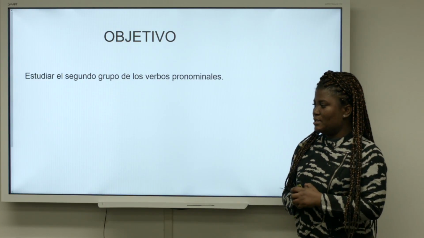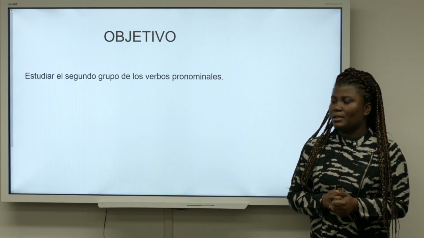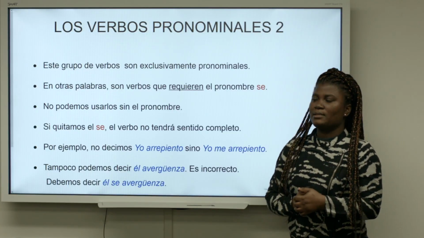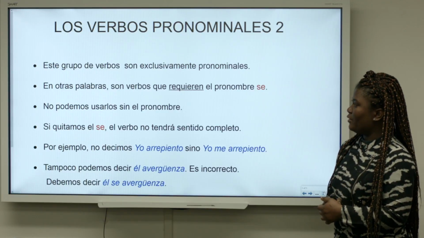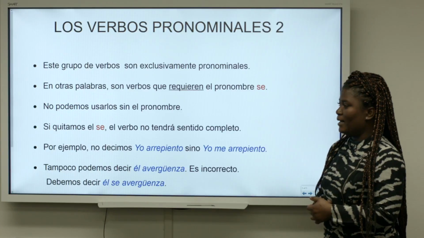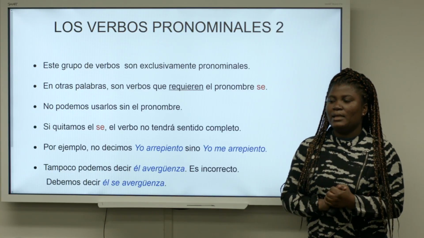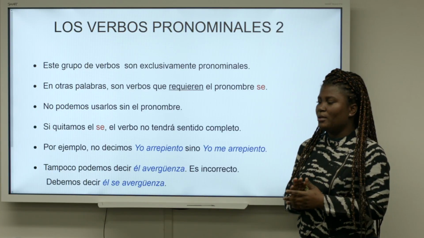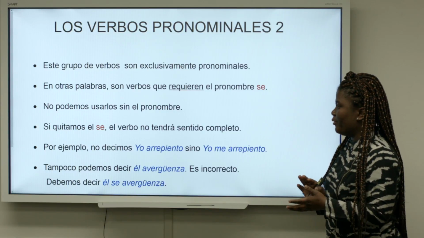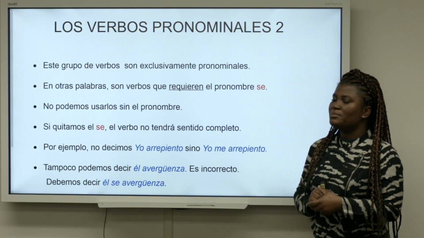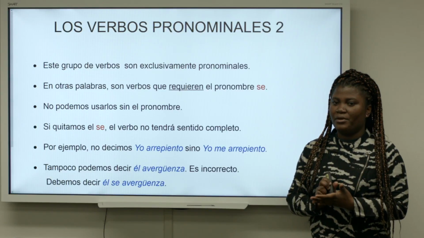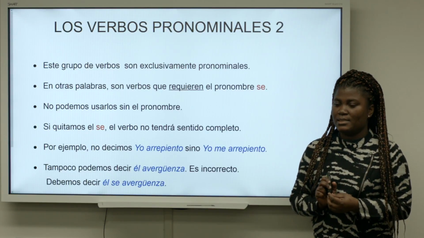The objective of today's video is to talk about the second group of pronominal verbs. Let's get started. So, pronominal verbs 2. This group of verbs are the ones known as the exclusively pronominal verbs, or the exclusive group of pronominal verbs. In other words, these verbs would by all means have to be used with the pronoun se.